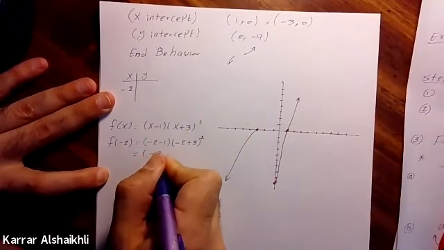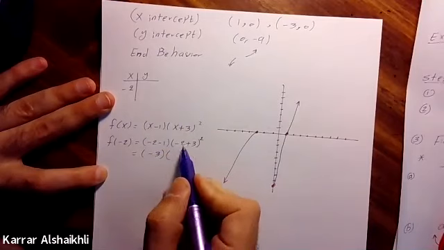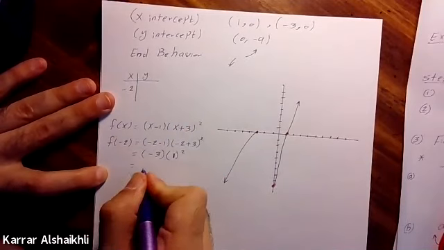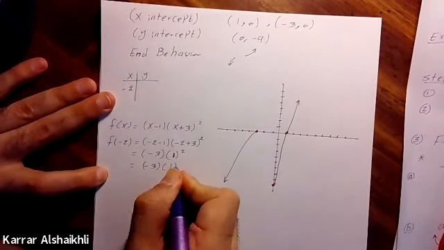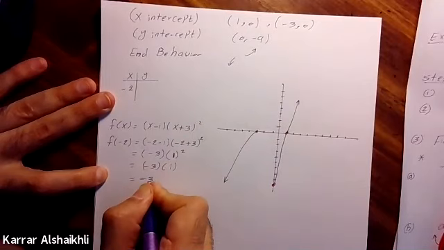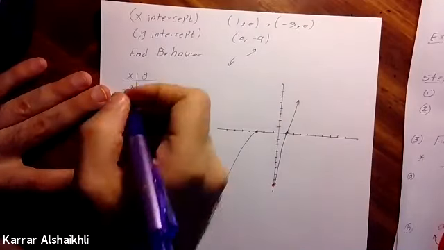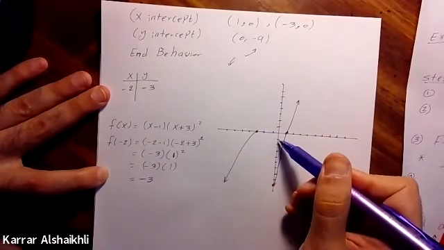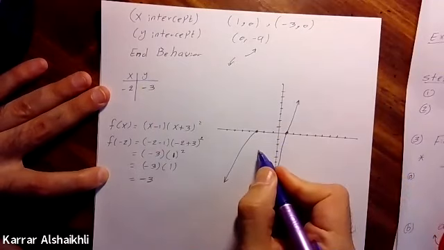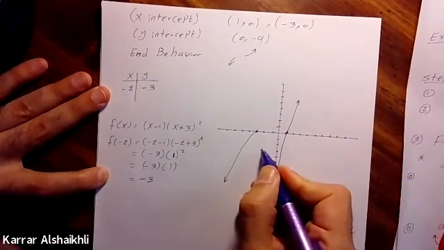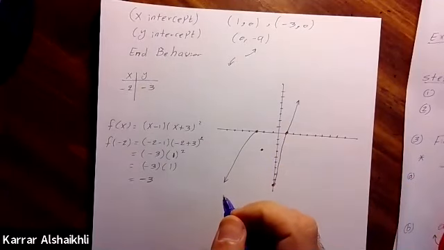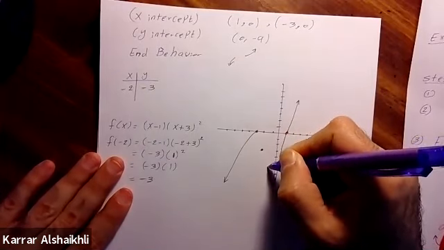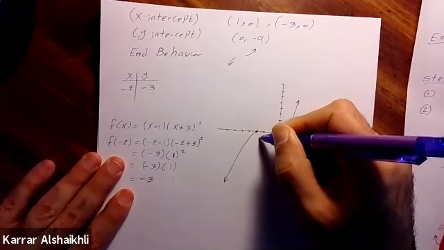That means it's going to be -3. -2 plus 3 is going to be 1, squared. So 1 squared is 1, and -3 times 1 is going to be -3. That means y equals -3. So at x = -2, y is going to be -3: 1, 2, 3. So it's going to be here. That means at this point, the graph goes back to this point and again to here.